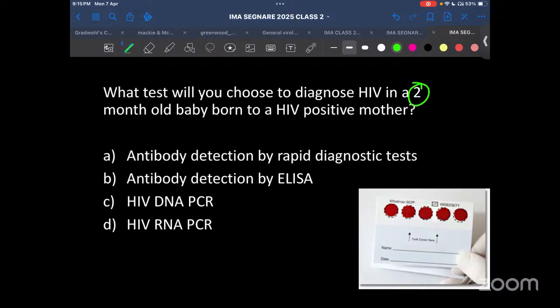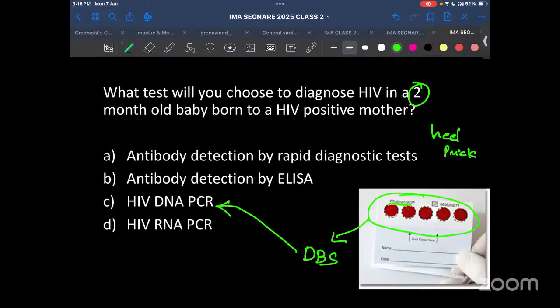Okay, see the answer. What is shown here? This is actually dried blood spot. See, for this 2-month-old baby or neonate, what we do is that we do heel prick, and the drop of blood is made into a blot. Okay, a blot, and we blot into Whatman paper. So this is dried blood spot, and we do DNA PCR from this dried blood spot.